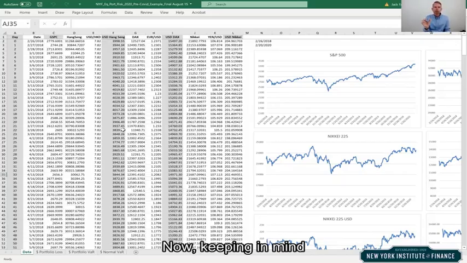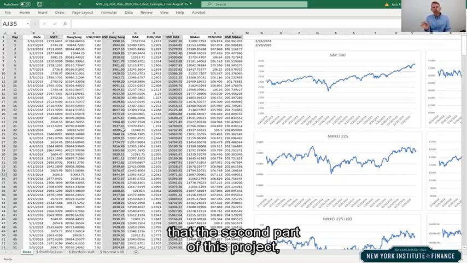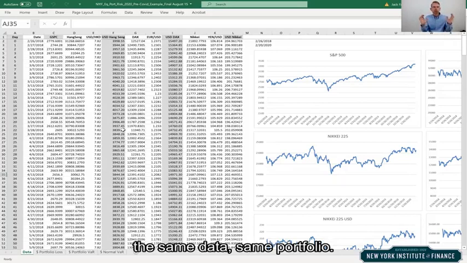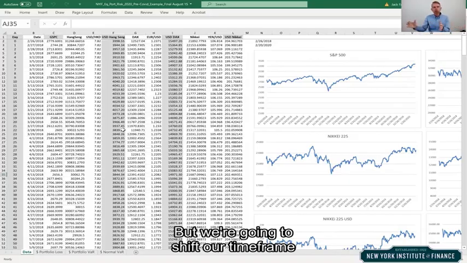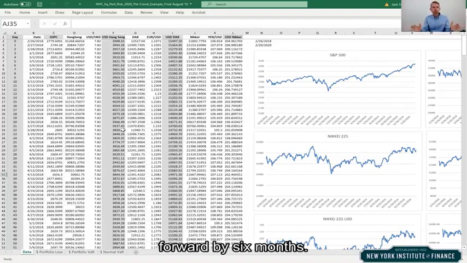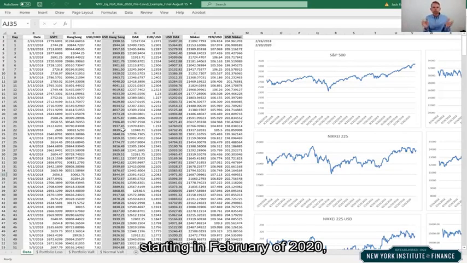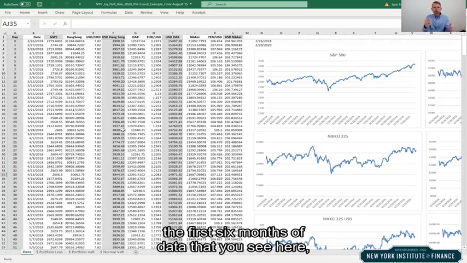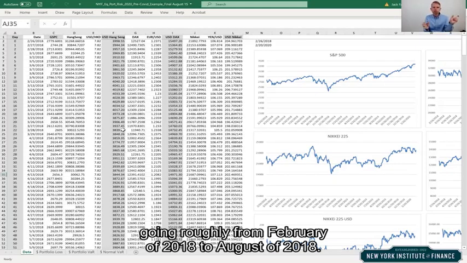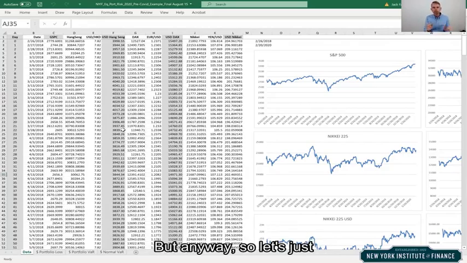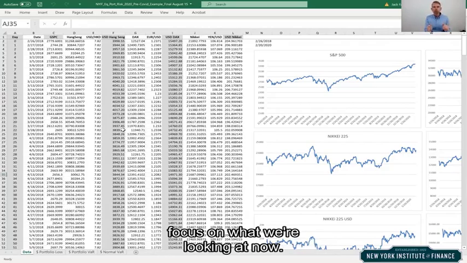Keeping in mind that in the second part of this project, we're going to look at the same portfolio, but shift our time frame forward by 6 months. So we're going to look at 6 months of new data starting in February of 2020, and we're going to drop out the first 6 months of data that you see here, going roughly from February of 2018 to August of 2018. But anyway, let's just focus on what we're looking at now.